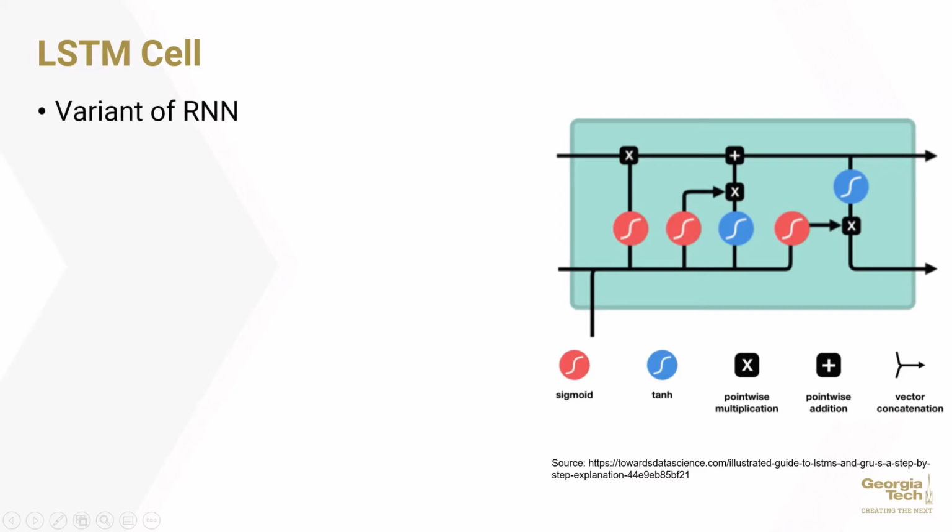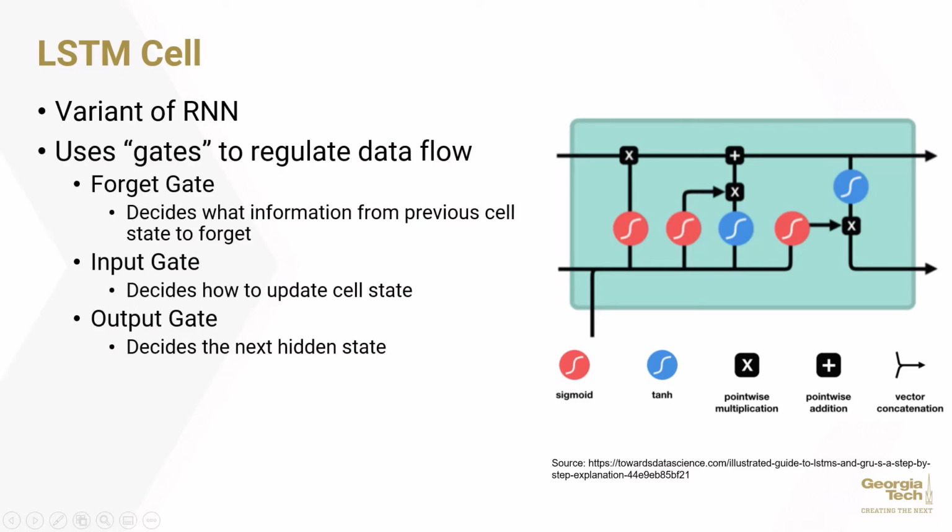So an LSTM is a variant of a recurrent neural network, and it was initially created to solve the vanishing gradient problem that's common in vanilla recurrent neural networks. And it does this by using gates to regulate the flow of data. So it has a forget gate at the front, which essentially decides what information from the previous cell state needs to be forgotten. And then there's an input gate, which determines how to update the cell state. And then there's an output gate, which determines the next hidden state of the LSTM cell.